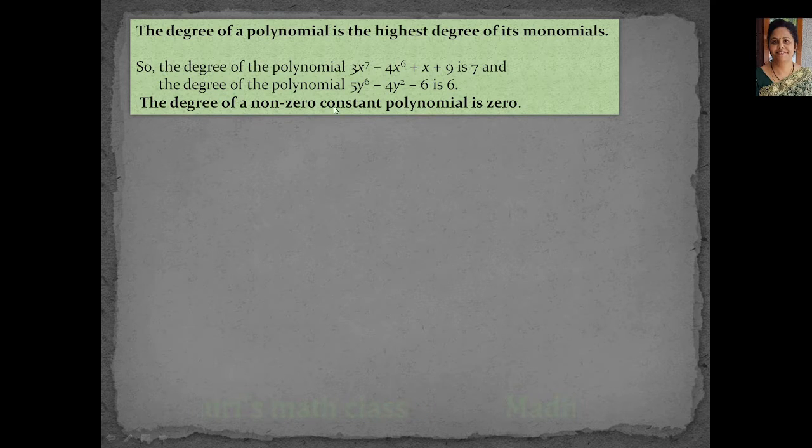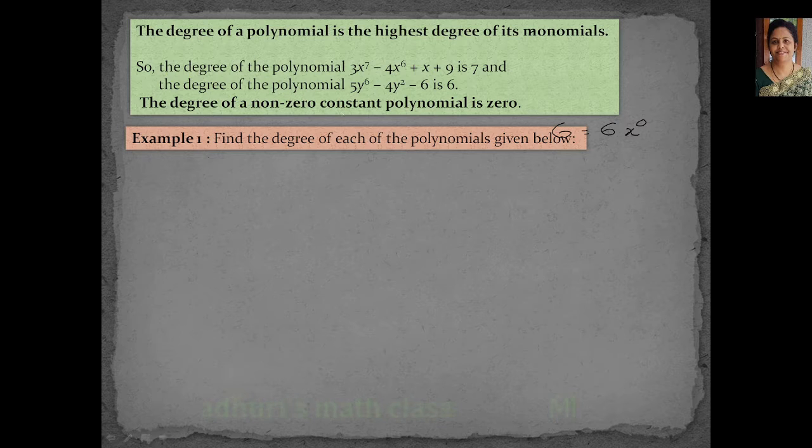The degree of a non-zero constant polynomial is 0. 6 is a non-zero constant polynomial. 6 is equal to 6x raised to 0. x raised to 0 means 1. Any number raised to 0 is equal to 1. So 6 into 1 is 6. So the degree of a non-zero constant polynomial is 0.